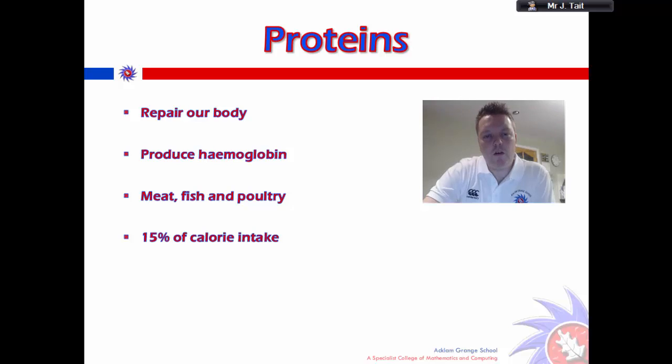It also produces hemoglobin, and with your science hats on, when you start to use your cross-curricular links with science, you'll know that that's very, very important for the body, and that's really an important part of our healthy diet. We're looking at the meat, fish, and poultry, and it's got only 15% of our calorie intake, but that's still quite significant.